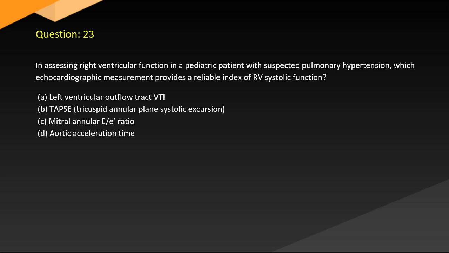Question 23. In assessing right ventricular function in a pediatric patient with suspected pulmonary hypertension, which echocardiographic measurement provides a reliable index of RV systolic function? A. Left ventricular outflow tract VTI. B. TAPSE, tricuspid annular plane systolic excursion. C. Mitral annular E ratio. D. Aortic acceleration time.